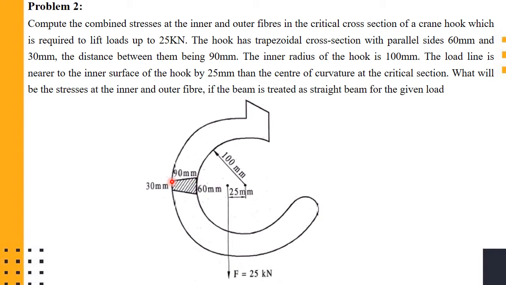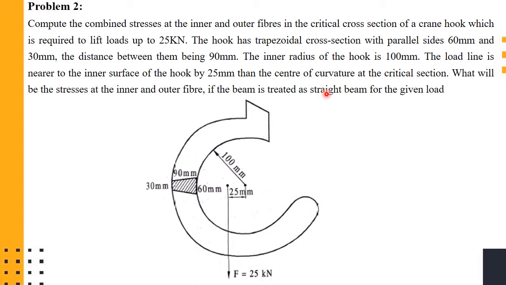So here we have to solve this problem to calculate the bending stresses at the inner fiber, and also calculate the bending stresses at the outer fiber, and you further calculate the direct stresses as well as the combined stresses at the inner as well as the outer fiber. That is the first part of the problem. In the second part, what they have mentioned is what will be the stresses generated at the inner and outer fiber if the beam is treated as a straight beam.